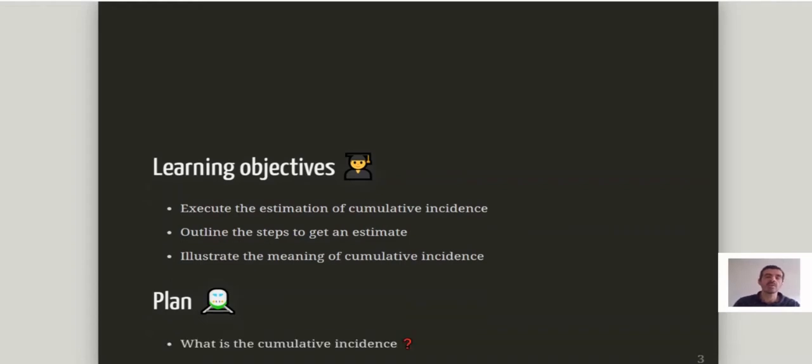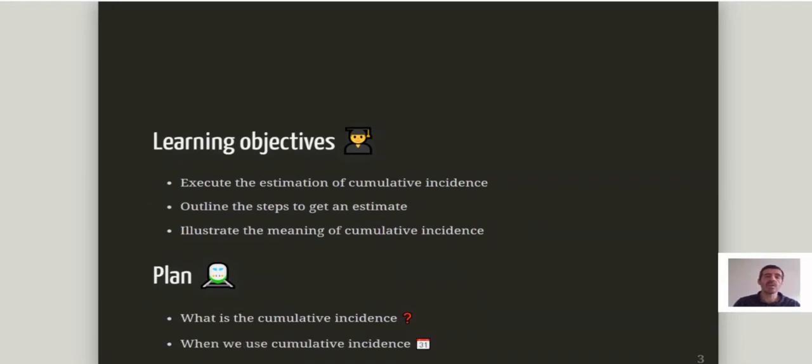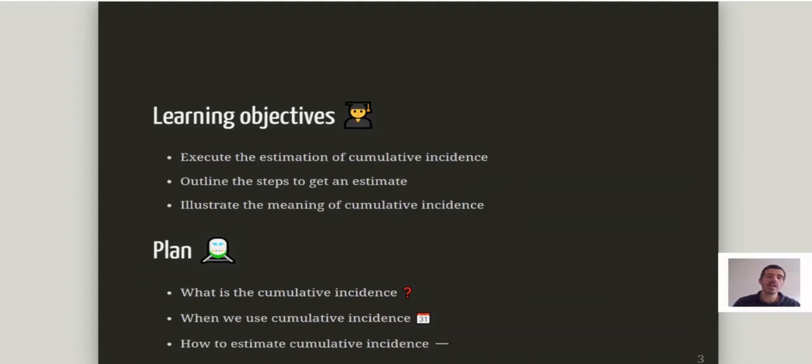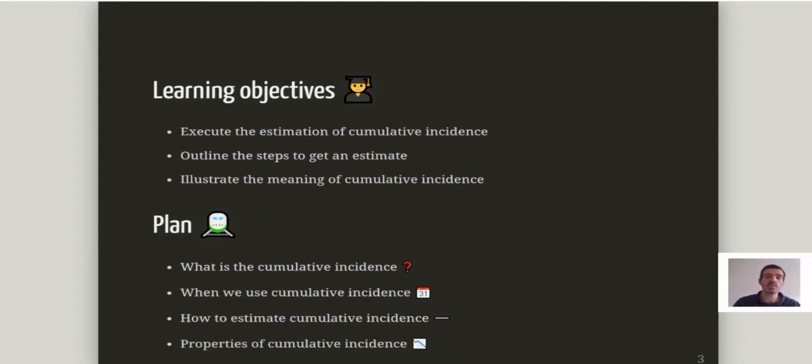So what is the plan? The plan in this session is that we will look at what is cumulative incidence, and we'll look at when can we use the cumulative incidence and how to estimate it, the formula to calculate it, and we will look at some properties of cumulative incidence. So I hope you can enjoy this lecture.